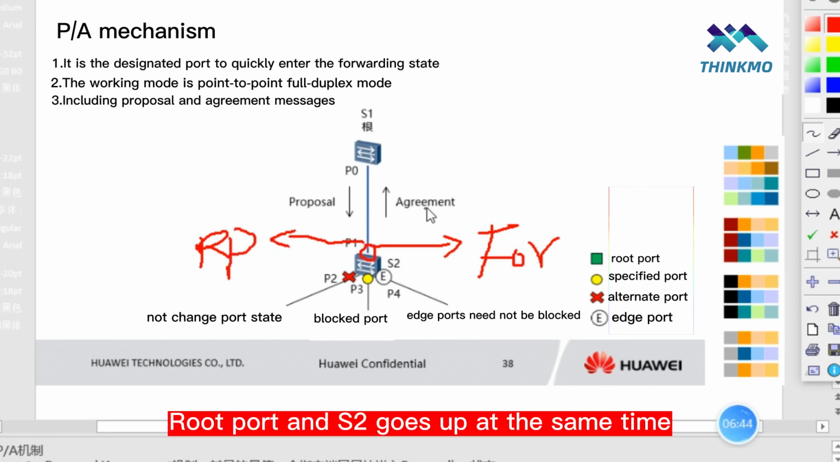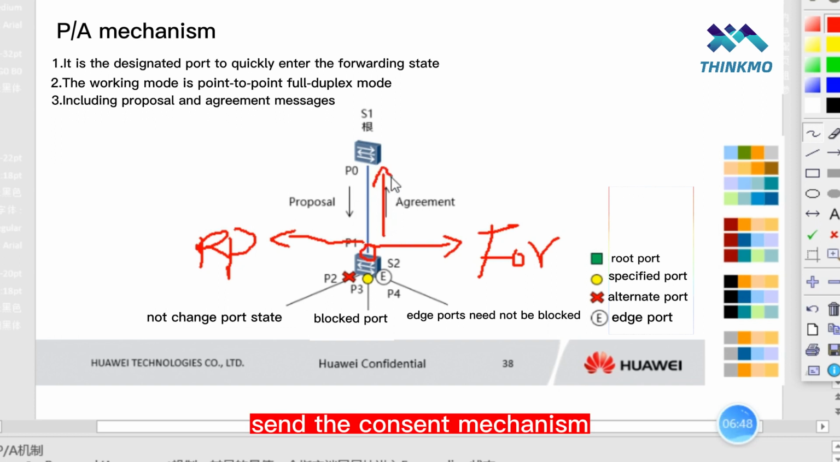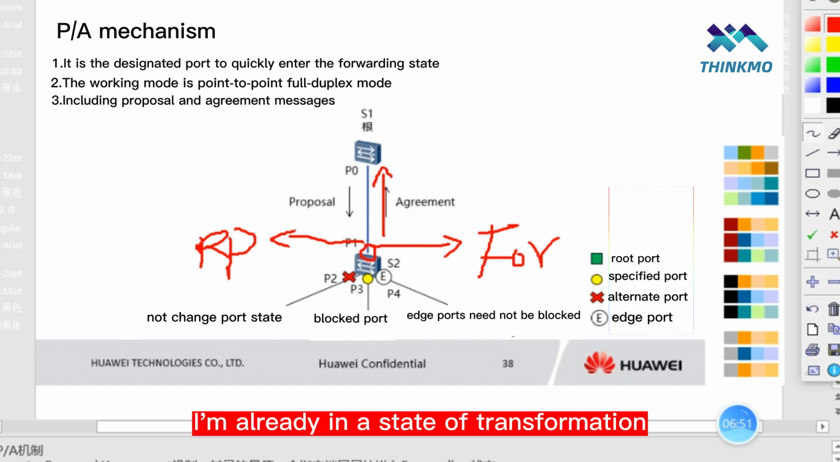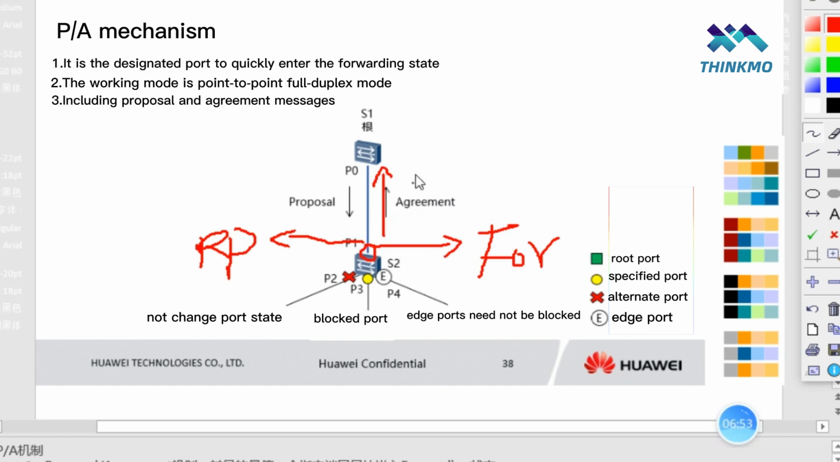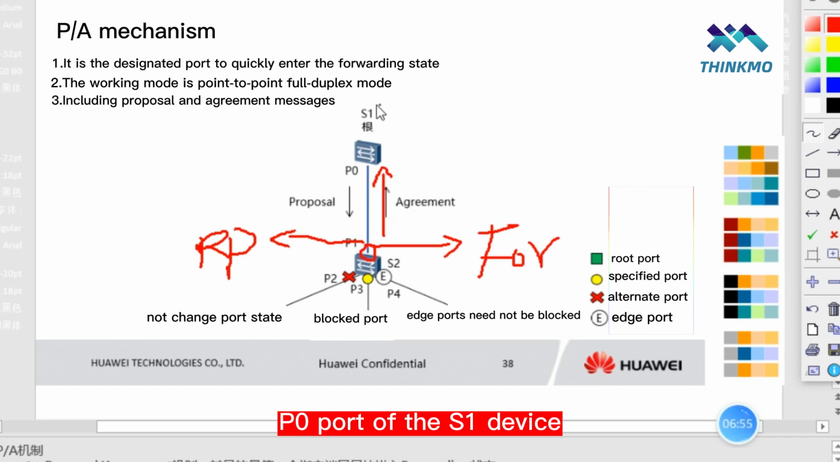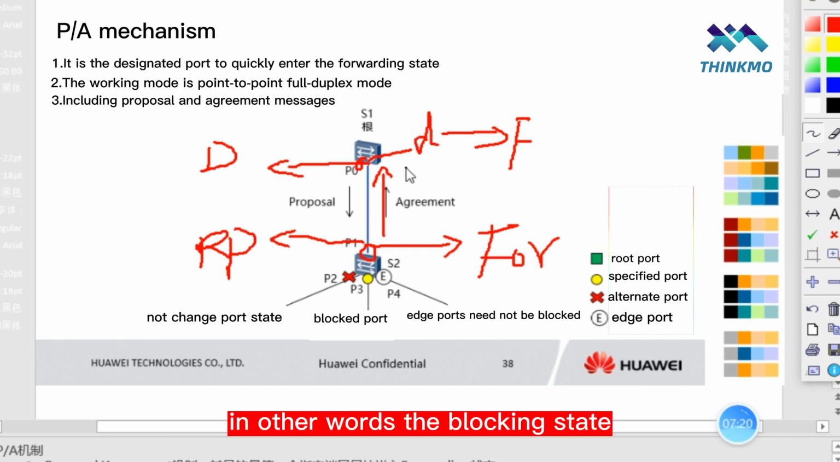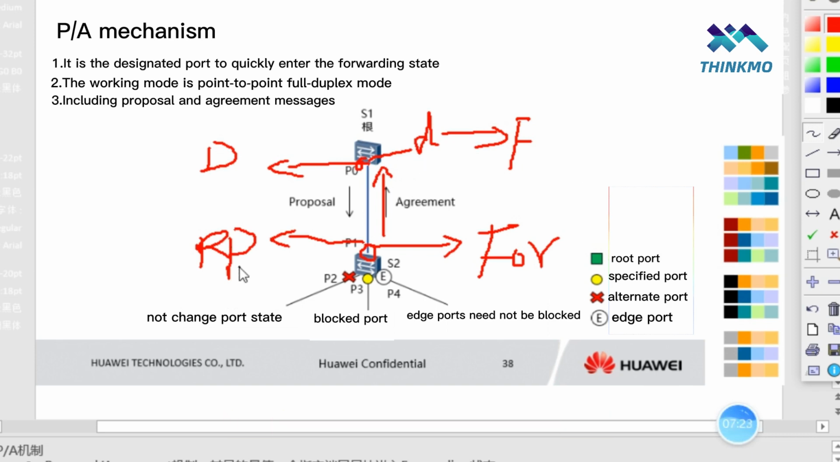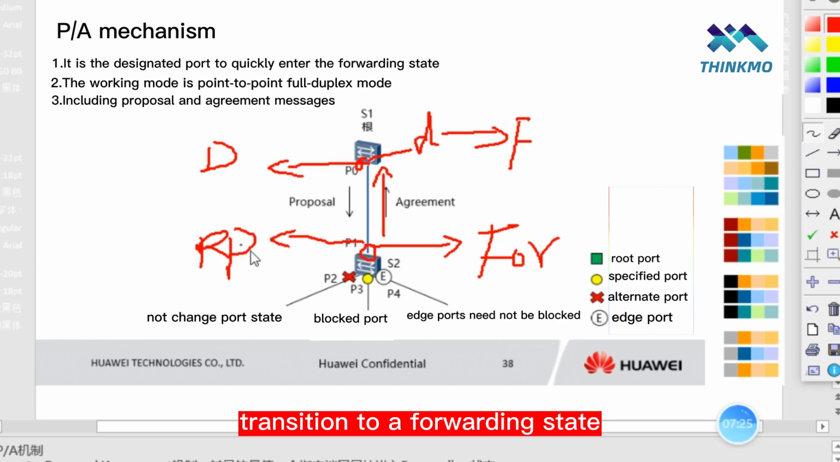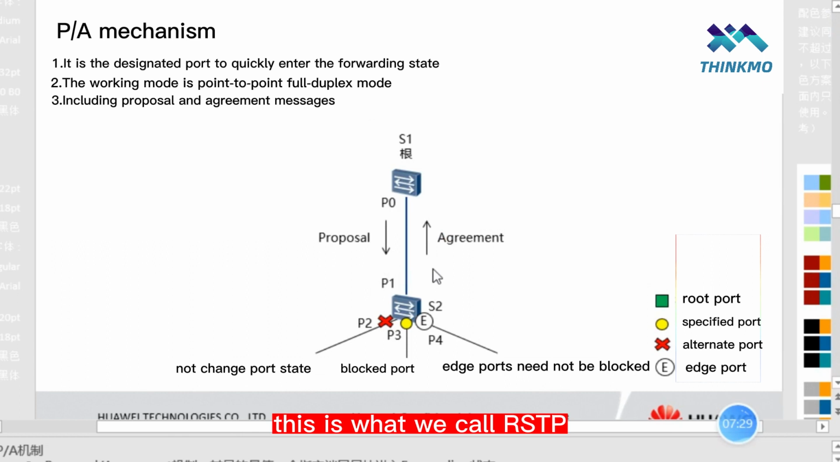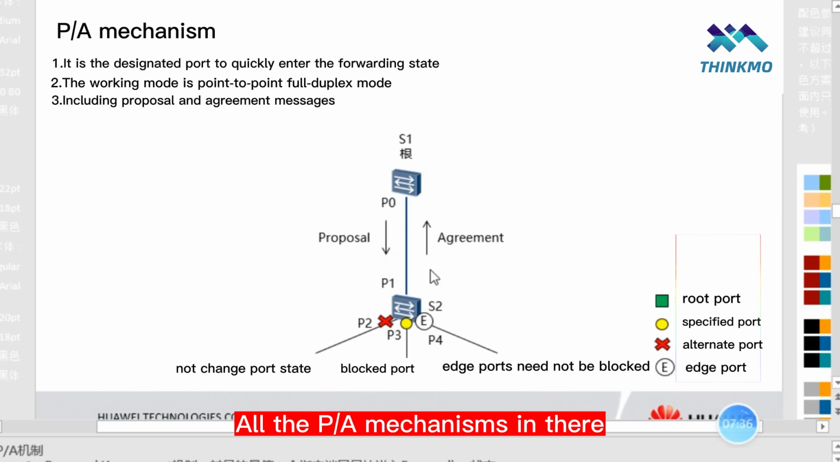And S2 sends the agreement at the same time, saying it is already in a state of transition. Only at this point does the P0 port of the S1 device, which is in the discarding state, in other words the blocking state, transition to a forwarding state. This completes the negotiation mechanism. This is what we call RSTP. It's also in MSTP, all the PA mechanisms in there.